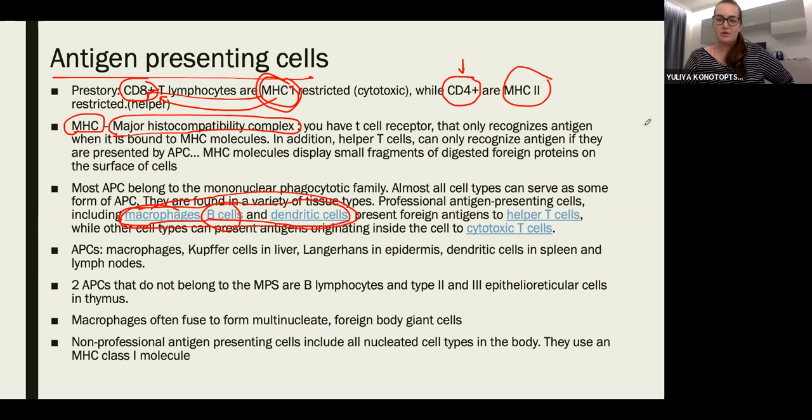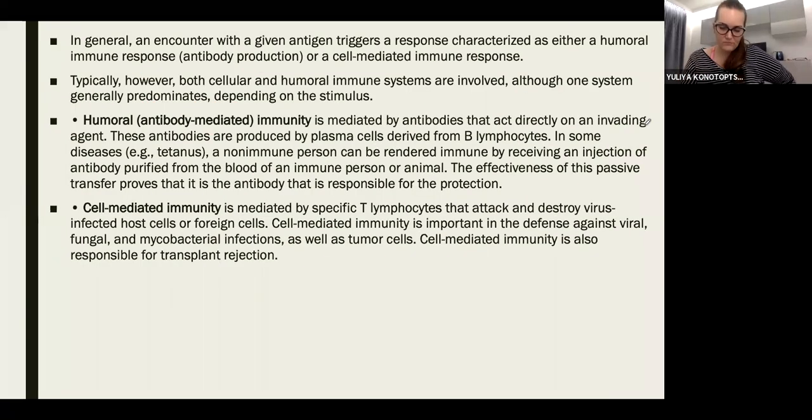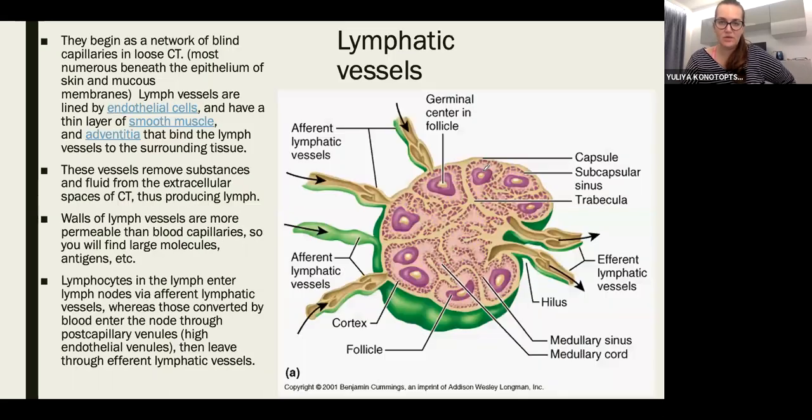So I hope that was clear. So take a look at it again as you do the recording. We talked about this. Okay, so now we talk about lymphatic vessels.